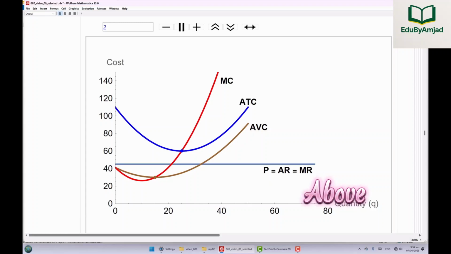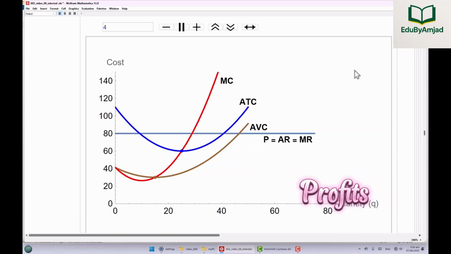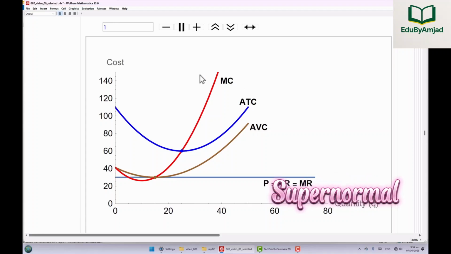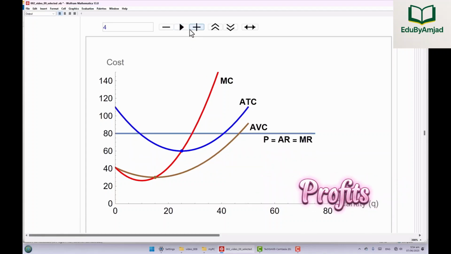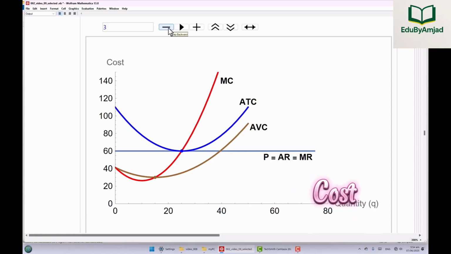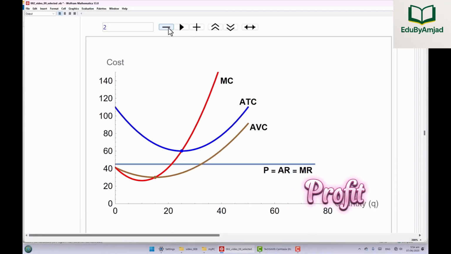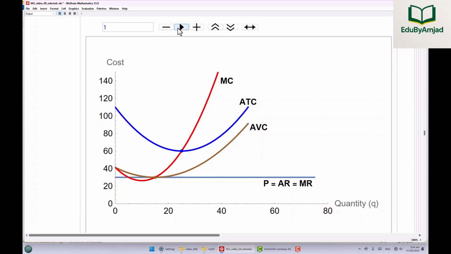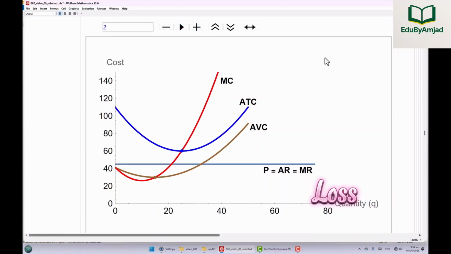When the price line is above the minimum of average total cost, the firm enjoys economic profits, also called supernormal or positive profits. When the price line is tangent to the minimum of average total cost, the firm gets zero profit, also called normal profit. When the price line falls in between the two minima, the firm incurs a loss, but still operates for what is called loss minimization. How long can it sustain losses?